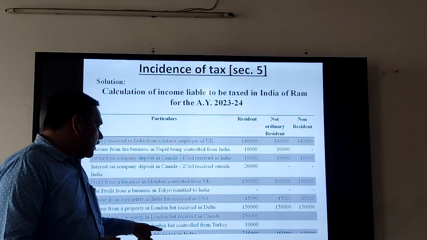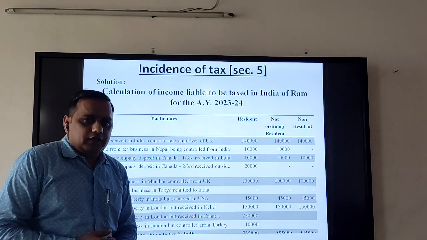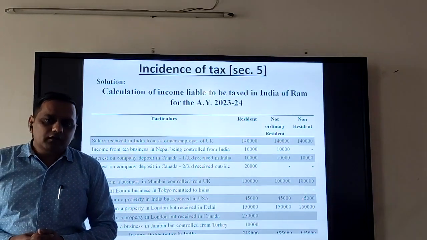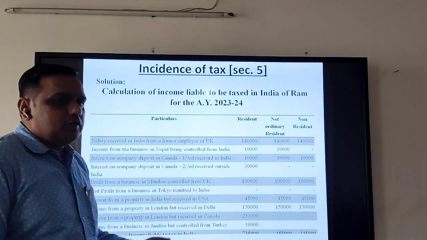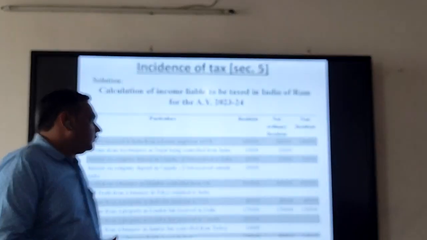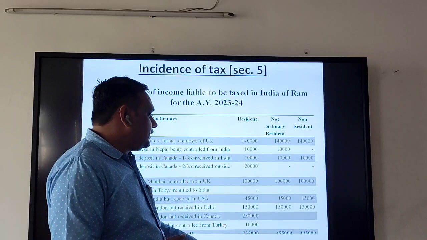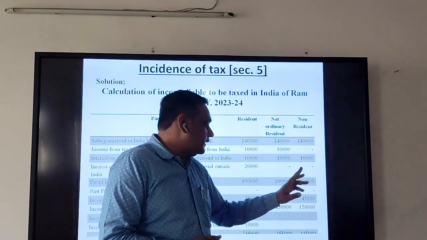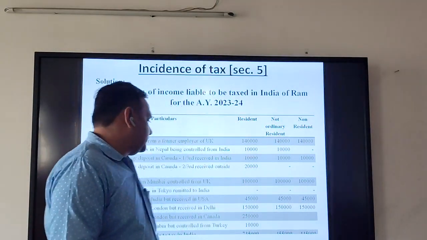Income from a business in Zambia but controlled from Turkey. It is again foreign income, which is the category B type where business control is also outside India. So it is taxable for residents and not taxable for not ordinary resident and non-resident.